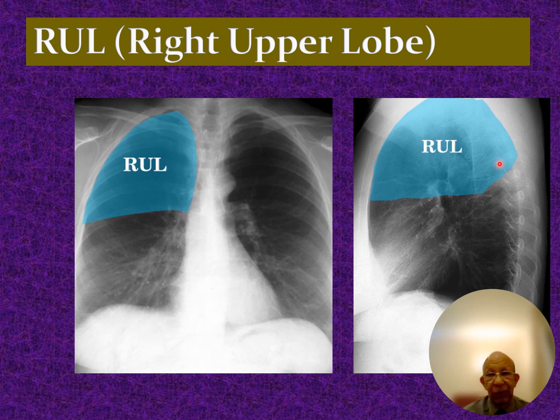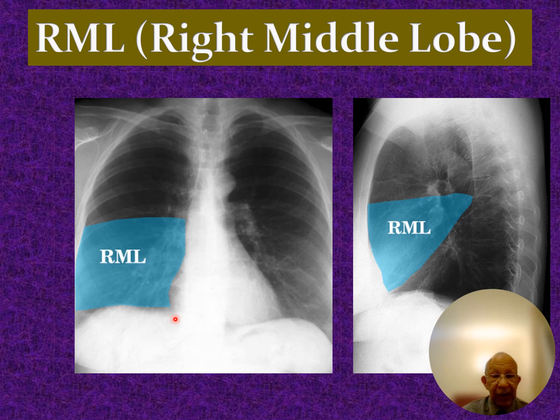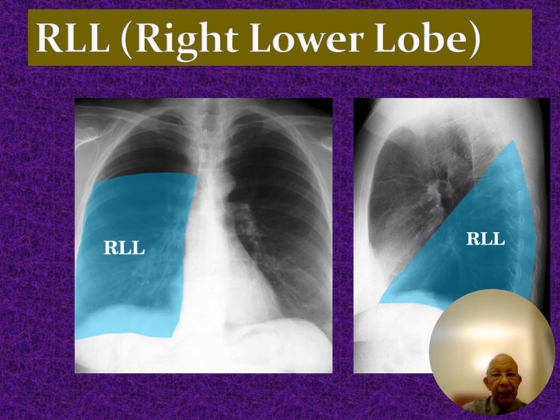Usually the transverse fissure goes from the hilum to the side of the chest. That's the right middle lobe, and you can see the right middle lobe is anterior, and it touches the right heart border. It has a triangular appearance on a lateral film. The right lower lobe is a posterior structure, and you can see it sits straight on the right hemidiaphragm.